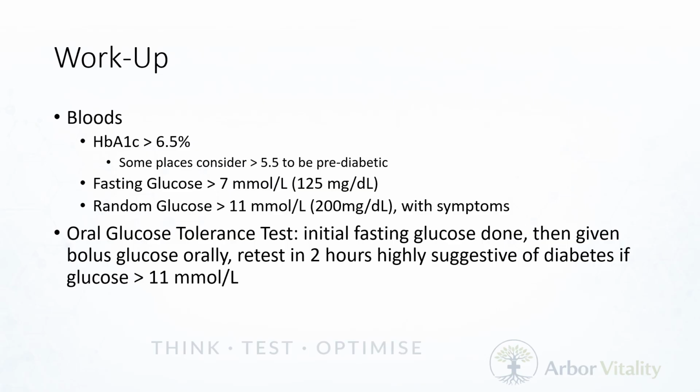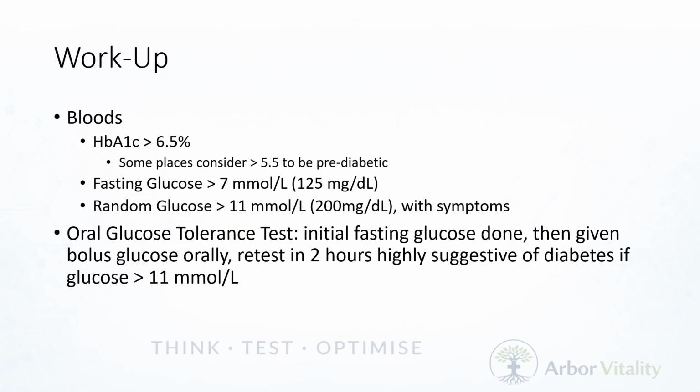Workup. You typically do bloods. You would want to do an HbA1c. Normally above 6.5% is considered diabetic. However, it depends on your specific region, guidelines, lab, etc. Fasting glucose of more than 7 and random glucose of more than 11 with symptoms. Just because your random glucose is high doesn't mean anything. You could have had a meal half an hour ago. These are more sort of a guideline.